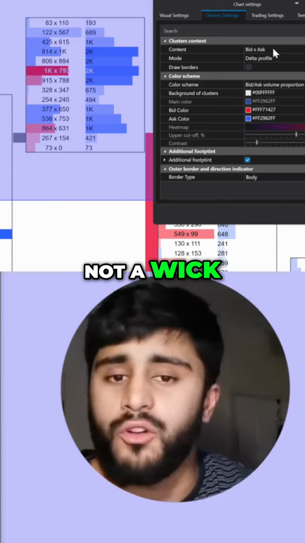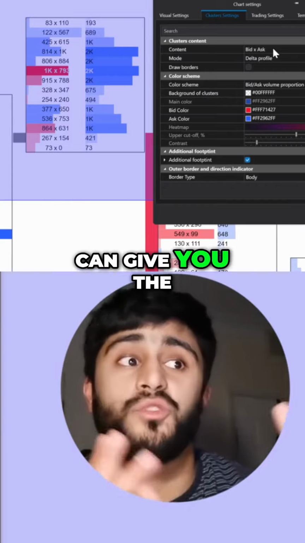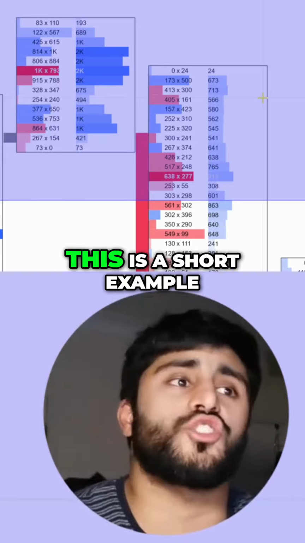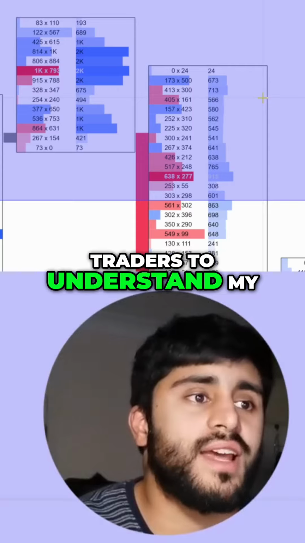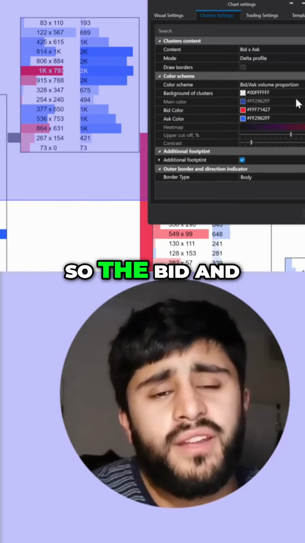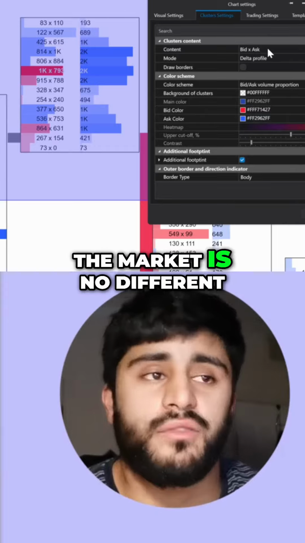Not a body, not a wick, not time, not an OTE model, not an ICT model. None of these things can give you the precision and accuracy and the true meaning behind every market the way that order flow does, right? This is a short example, but really I want traders to understand my overall thesis when it comes to using the ATAS platform. So the bid and the ask, because the market is an auction, right? Every auction has a bid and the ask. The market is no different.